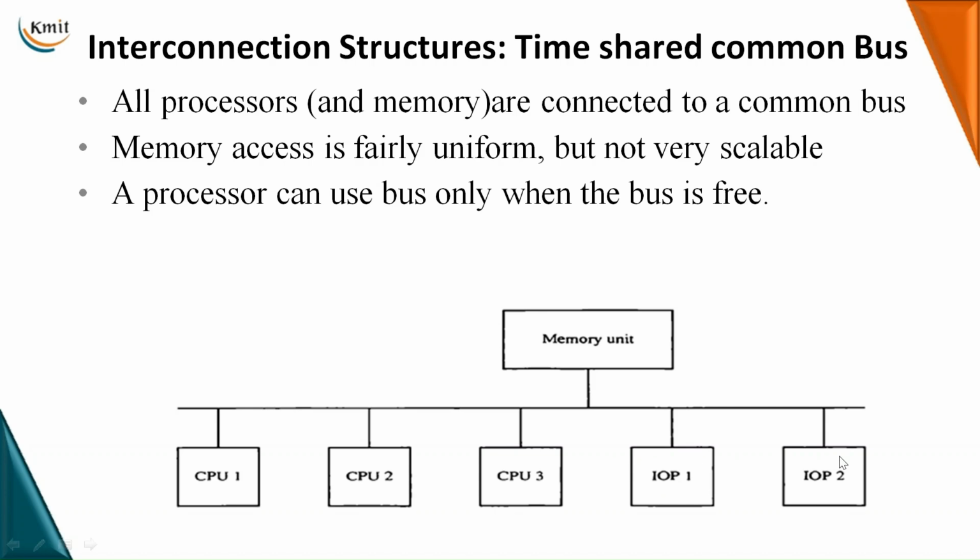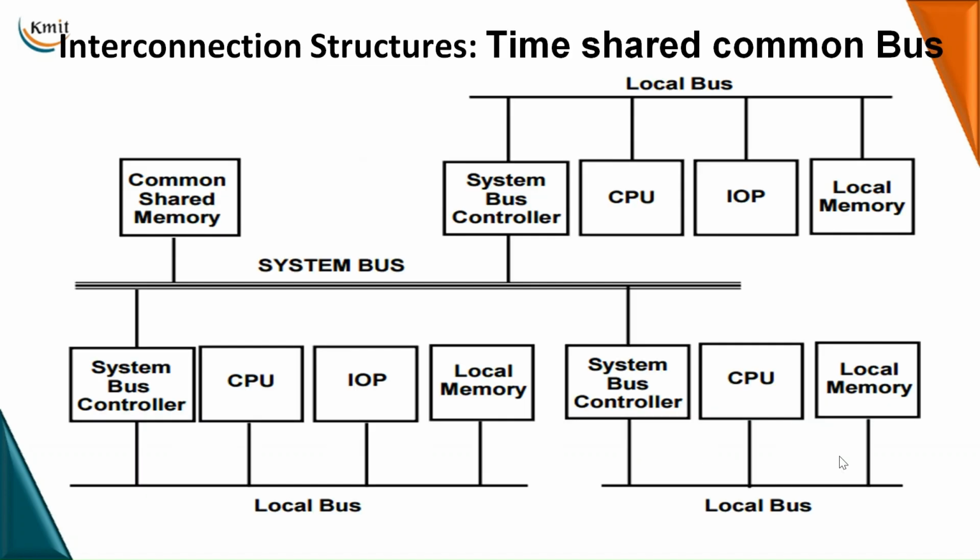So it means that only one processor can use the bus whenever the bus is free. When one processor is using the bus, all the remaining processors connected to the bus have to go into an idle state. So this is an interconnection structure where you have multiple CPUs, each CPU has its own local bus, and they are also connected to the system bus in order to access a common shared memory.